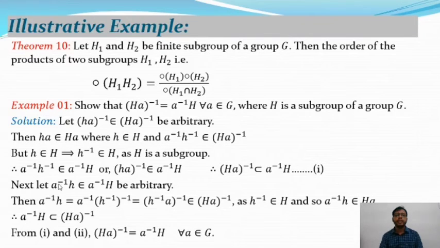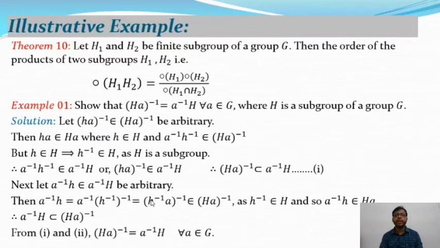Next, let a inverse h, where a is an element in G and h is an element in H, be an arbitrary element of a inverse H. Then a inverse h equals a inverse times (h inverse) inverse, where h is equal to (h inverse) inverse. Therefore, this term can be written as (h inverse a) whole inverse. This is the property of the inverse function, and it belongs to Ha inverse.